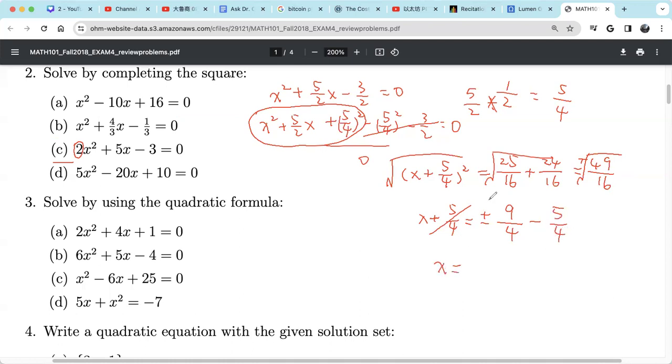Rational solutions. Rational solutions again means the original equation can be factored. So let's do the plus 9 over 4 minus 5 over 4. Well, 9 minus 5 is 4. 4 over 4 is 1. So one solution is 1. Negative 9 over 4 minus 5 over 4. Minus 9 minus 4, that's minus 14. Minus 14 divided by 4 can simplify by 2. 14 divided by 2 is 7 and 2. So negative 7 over 2.